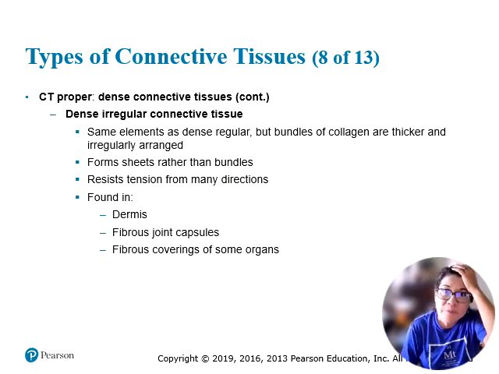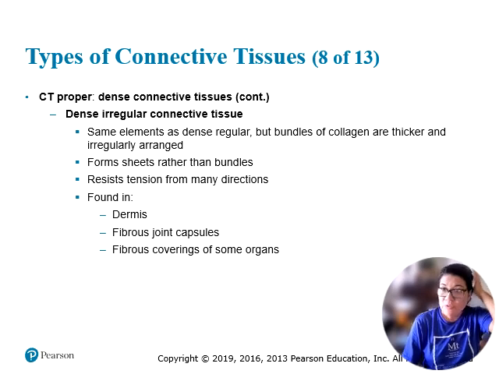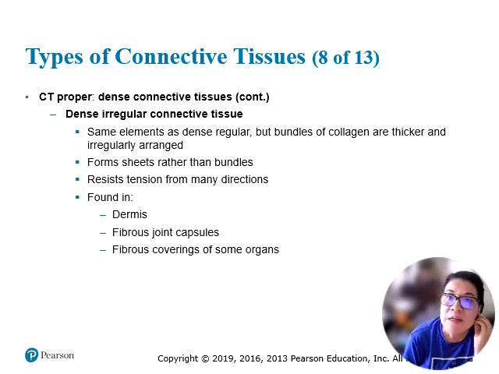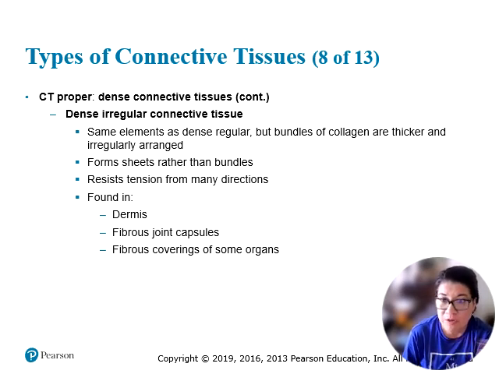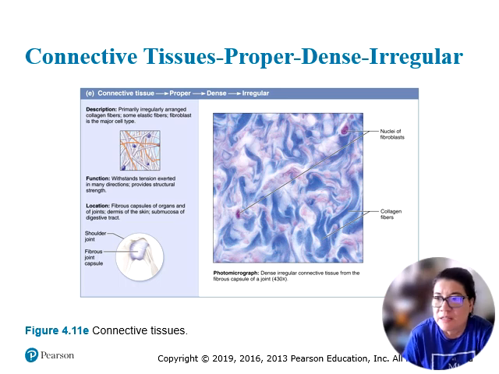Okay. Then you have dense irregular tissue. This is similar to regular, but it's not as organized. It has sheets rather than bundles, and resists tension in many directions, like joint capsules. It's in your dermis. So let's look at it. You can see it doesn't look as organized, but it is similar. It's wispy. You can see the nuclei, but they're not skinny. So joint capsules in your shoulder and things like that.